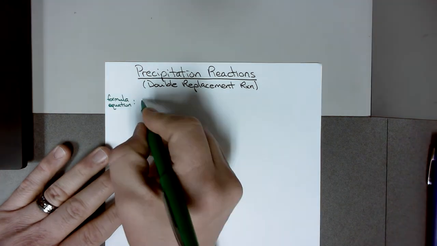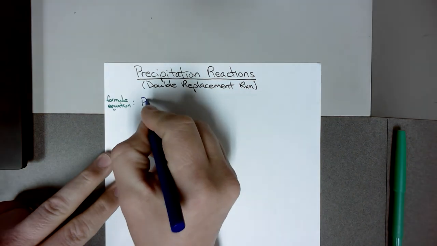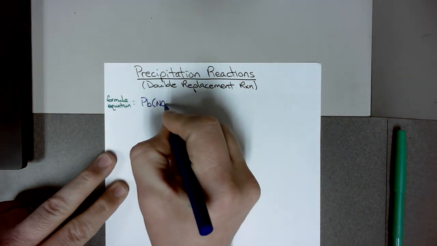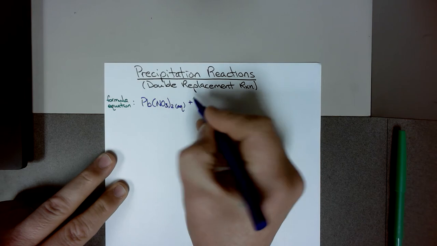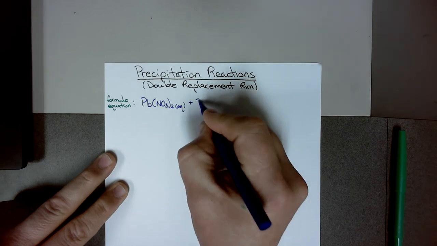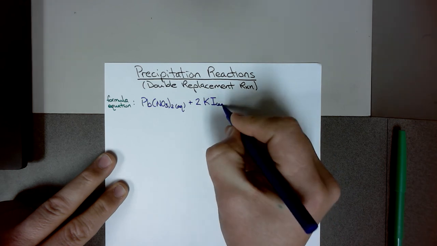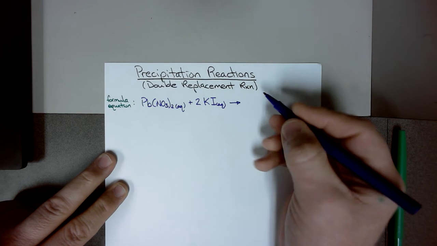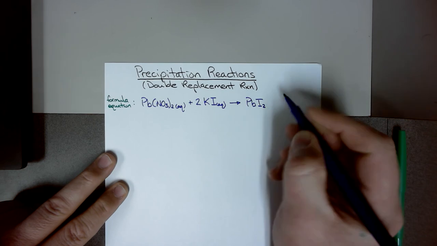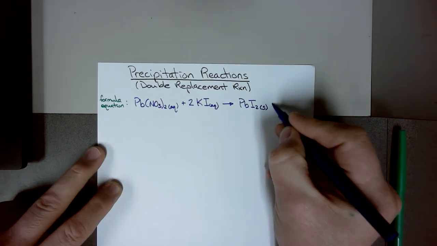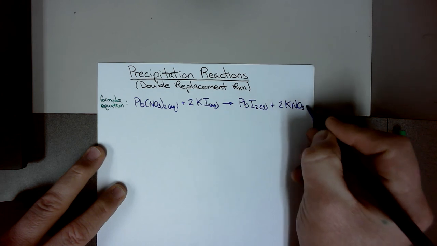So let's say we have lead 2 nitrate, Pb(NO3)2, it's aqueous. We're going to add 2 moles of potassium iodide. This will be aqueous, and then it will produce lead 2 iodide, which is a solid, and 2 moles of potassium nitrate, which is aqueous.